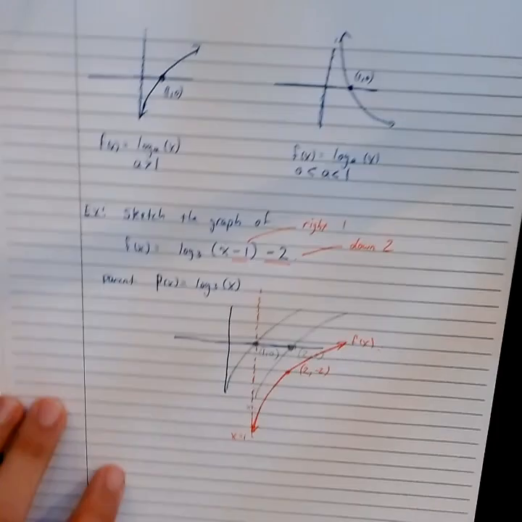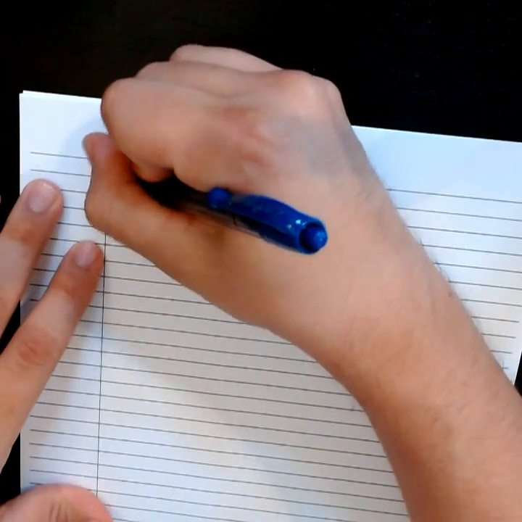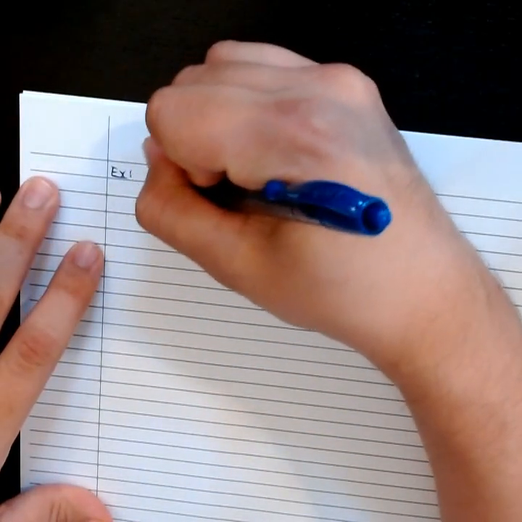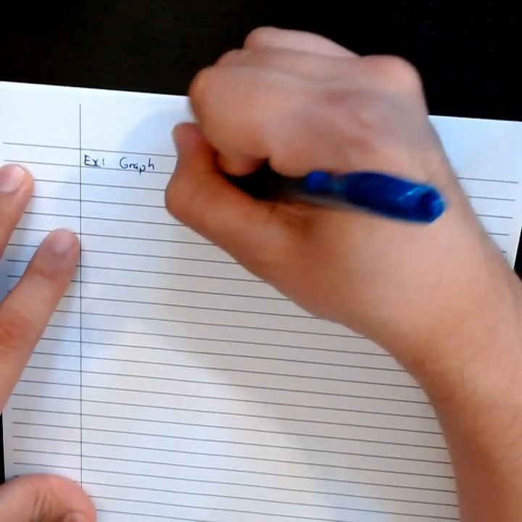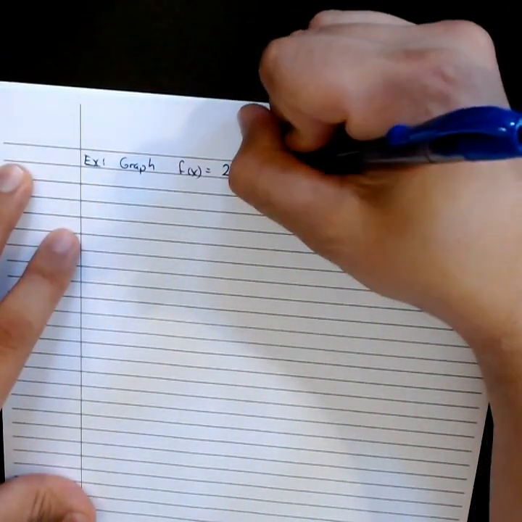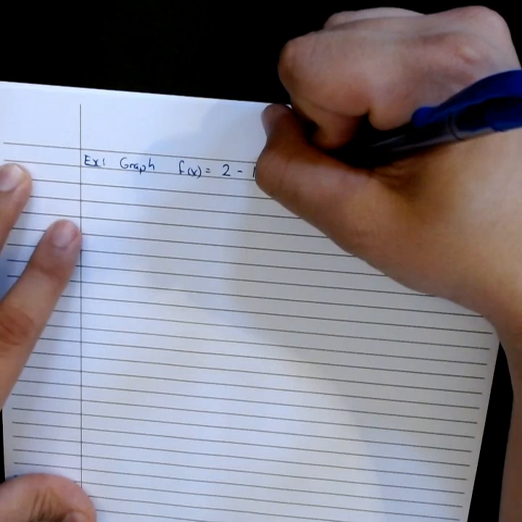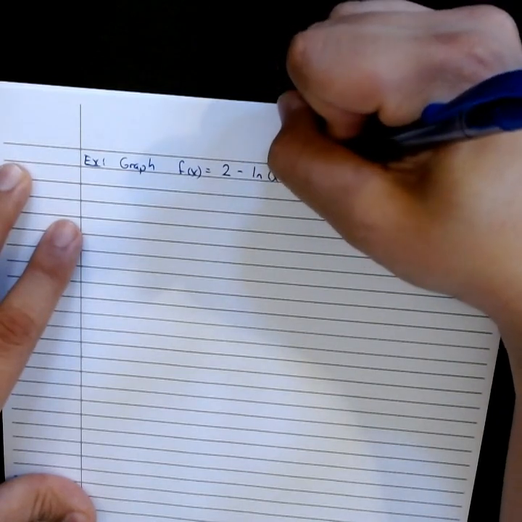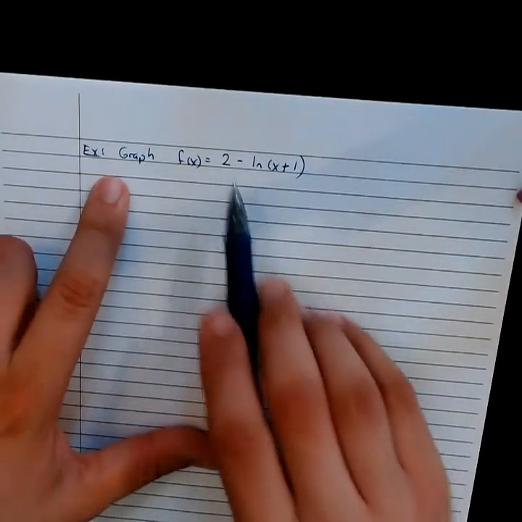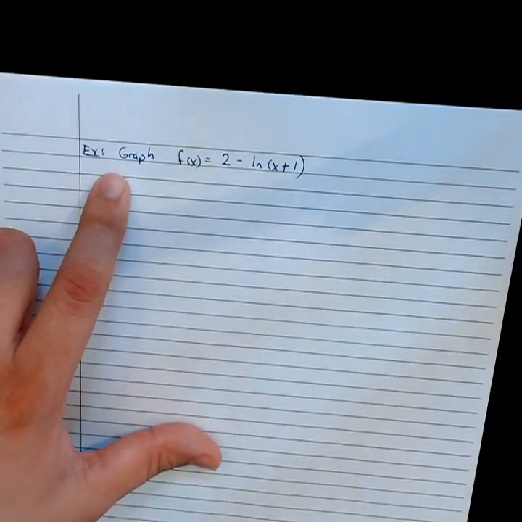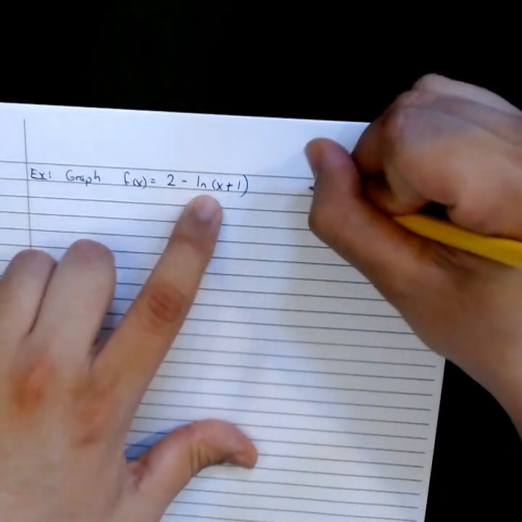Okay. Let's take a look at another one, just like that. Let's consider the following function. Let's graph. Let's use f of x equals 2 minus the natural log of x. Oh, let's do natural log of x plus 1. Okay. Now remember, the natural log of x is not some unusual new function. Rather, it's just a function, a logarithmic function with a base of e.